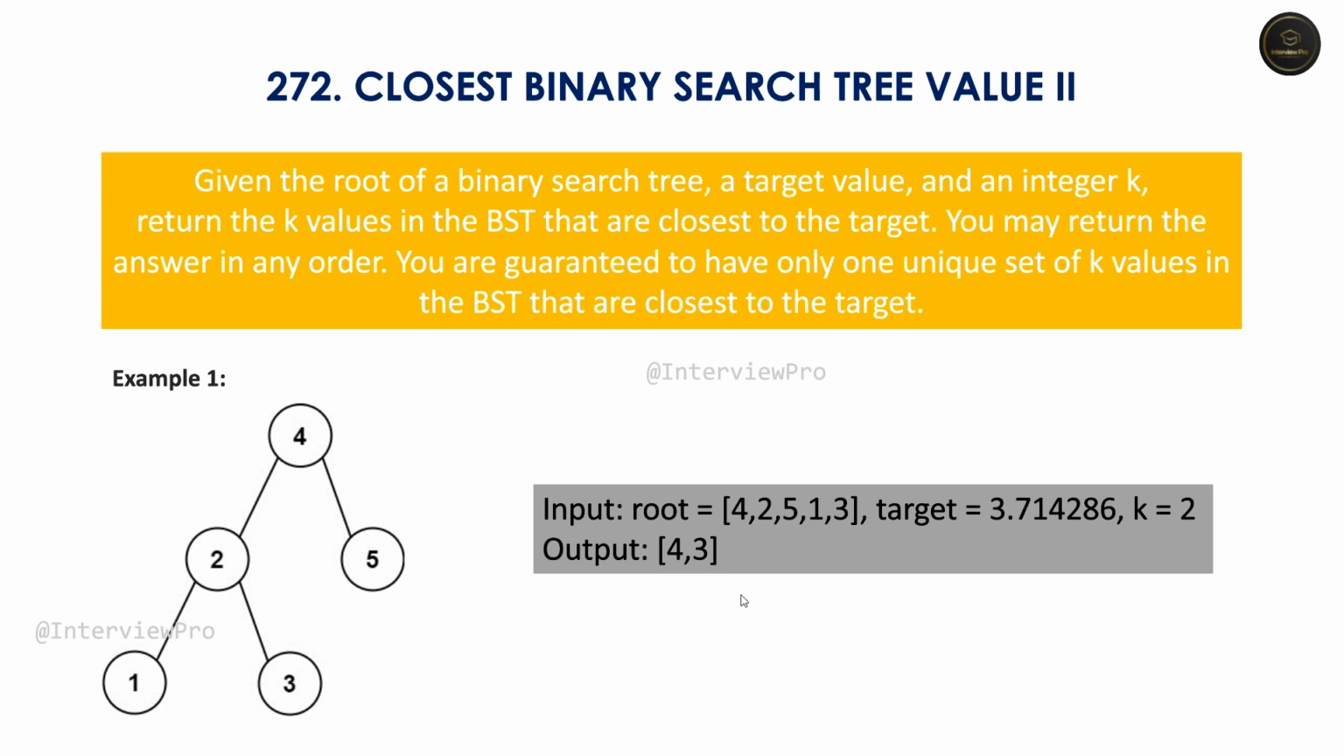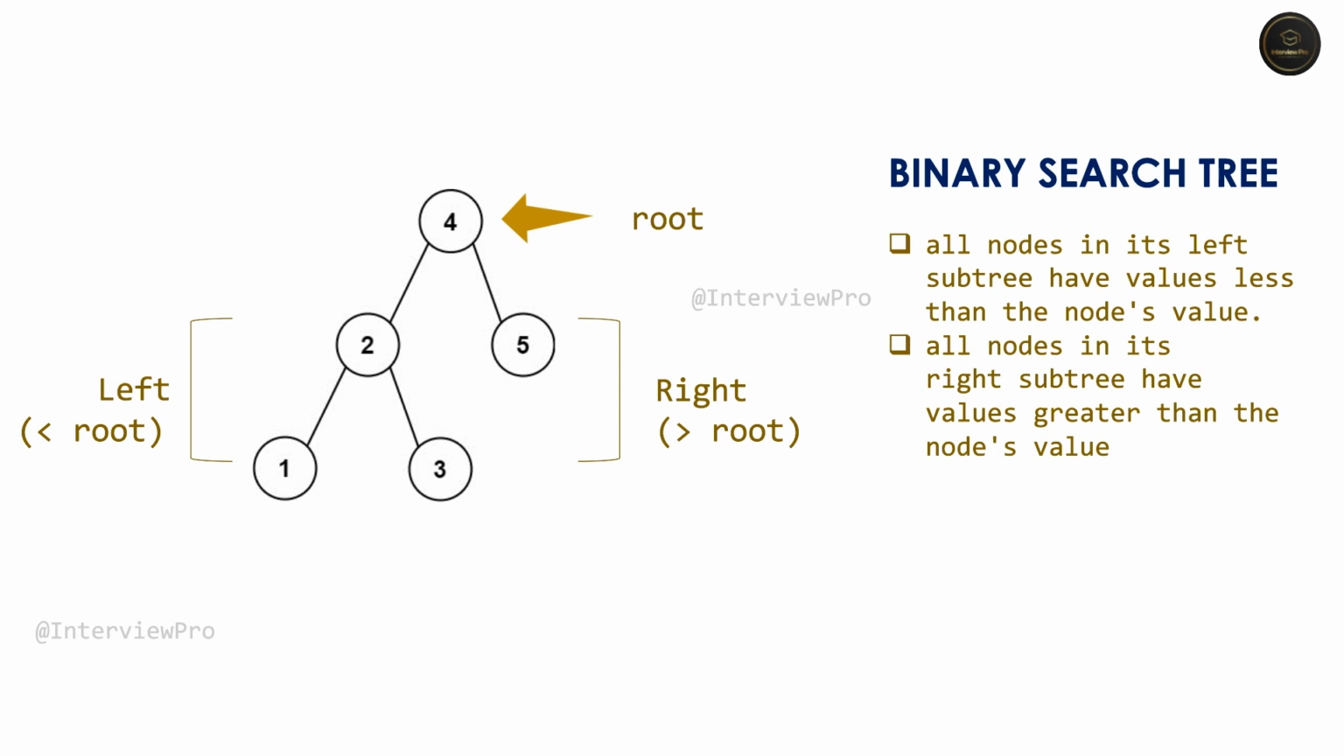If you haven't watched my video on the closest binary search tree value, I recommend you to watch it before solving this problem. Just to recap, a binary search tree contains a root. All nodes towards the left of the root will be less than the root value, and all nodes towards the right of the root will be greater than the root value. This is applicable for all the subtrees.